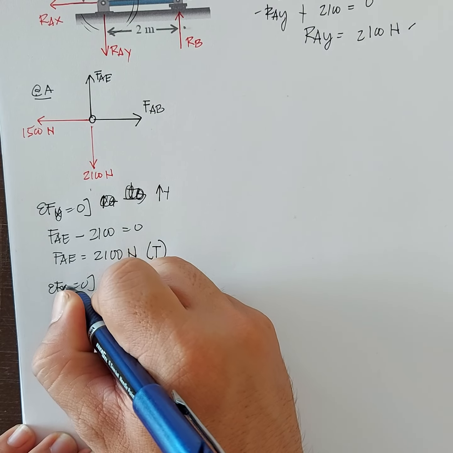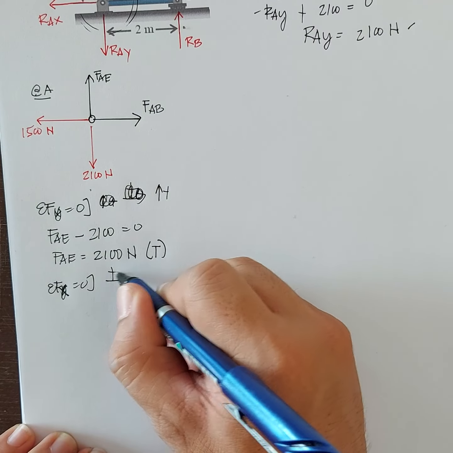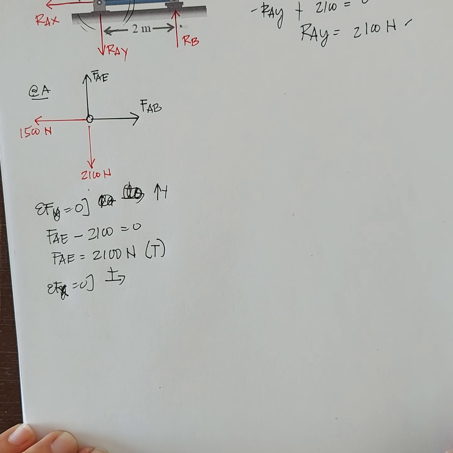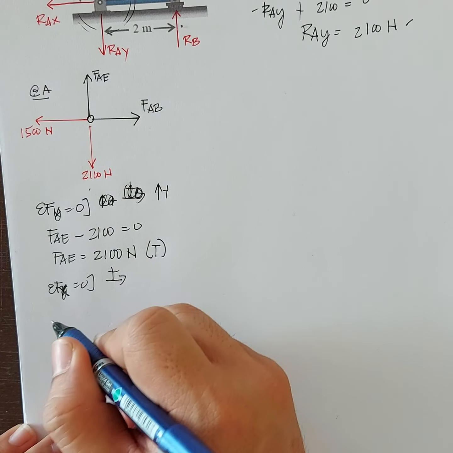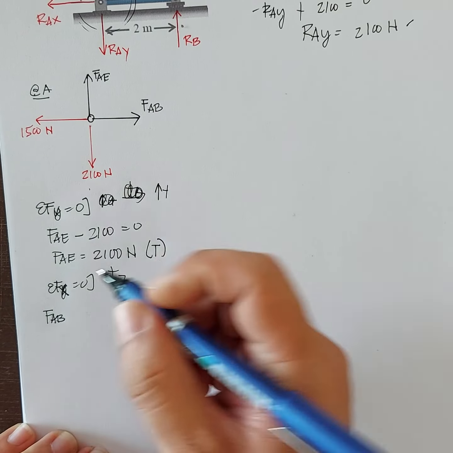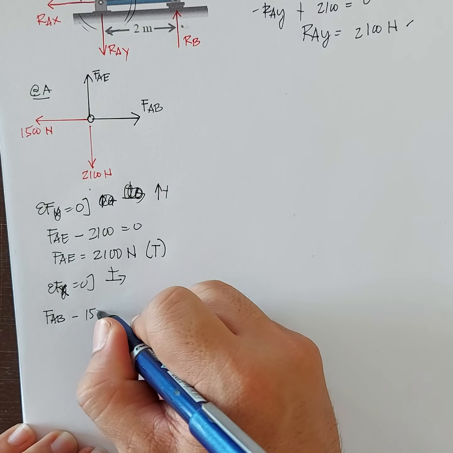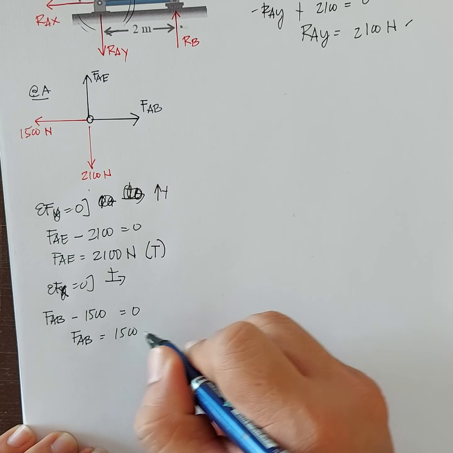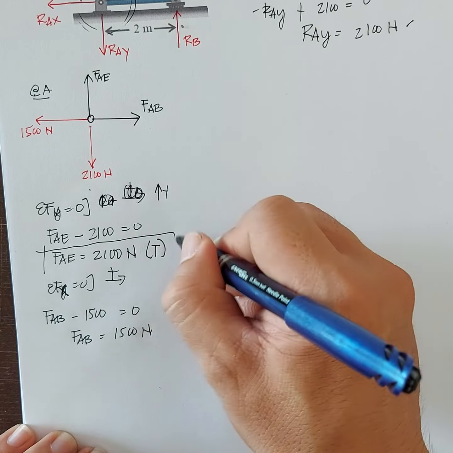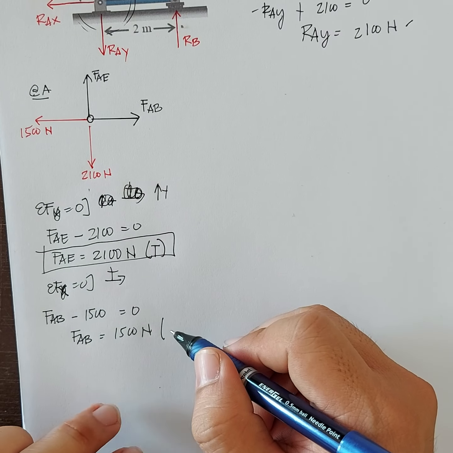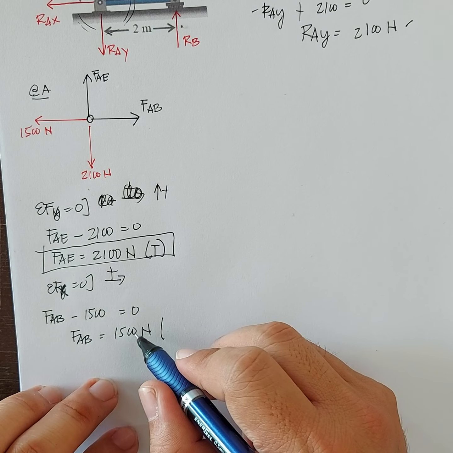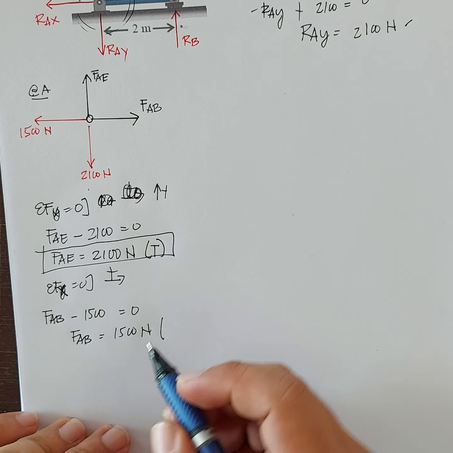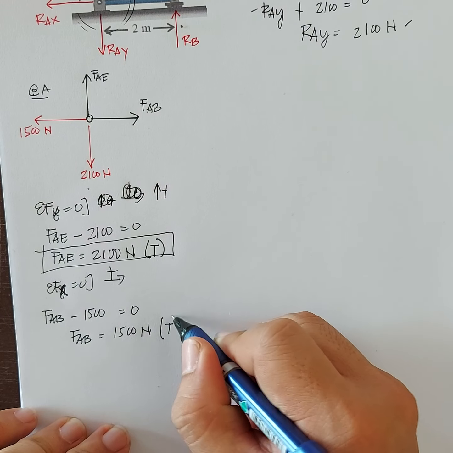Now, let's summate forces along x-axis. So, lahat ng horizontal forces. So, forces to the right, positive. Ano yung mga forces along horizontal axis? We have FAB directed to the right, so positive, minus 1,500 newtons equals 0. So, FAB is equal to 1,500 newtons, which is in tension. Since tama yung assumption natin, positive yung result, at ang assumption natin ay tension, then tension na ito.